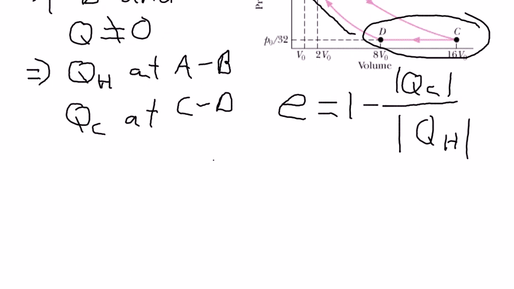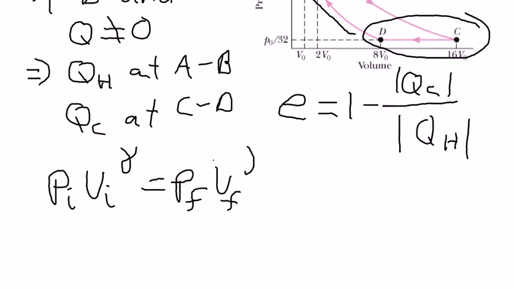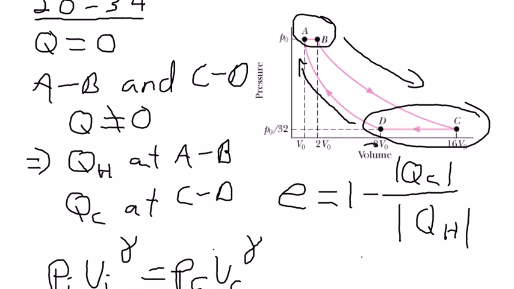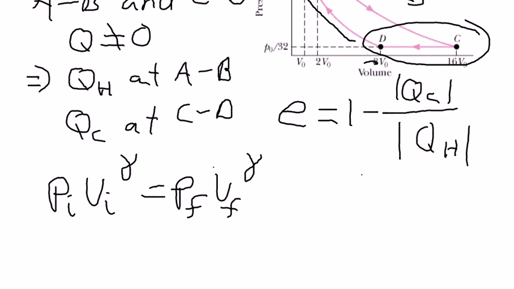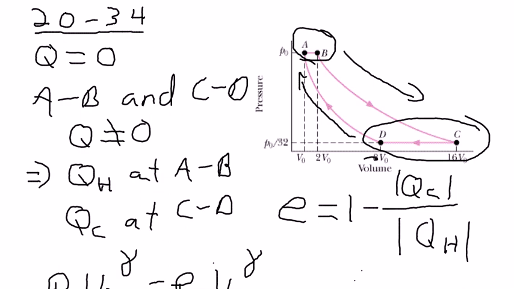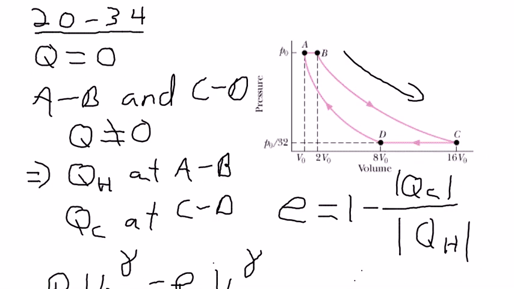We know that P initial times V initial to the gamma is equal to P final times V final to the gamma. So what you need to do is choose 2 points, for example, points D and A, where we have a change in both pressure and volume, and we can plug in the values that were given. While they're not actual values, we can plug in the ratios that were given and determine gamma nonetheless.